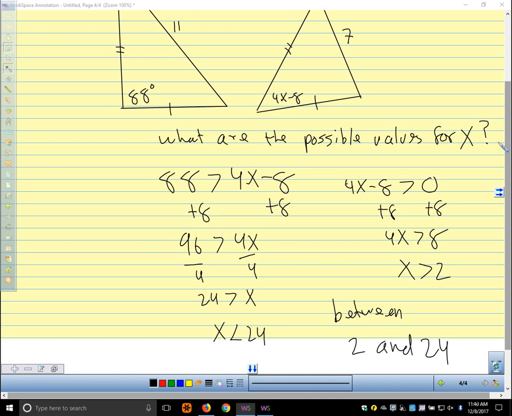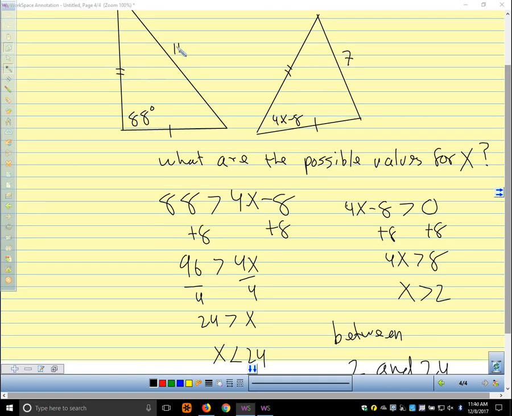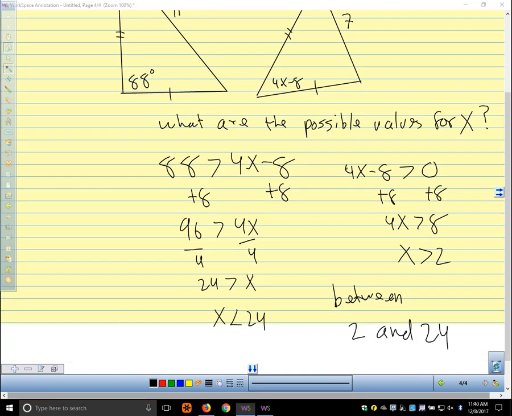If x is 2, this angle is 0. We don't have a triangle at all. If x is 24, then 4 times 24 minus 8 equals 88. And those two triangles would be congruent. Those two sides would have to be the same. So x has to be between 2 and 24 for this to work, for this side to be bigger than this side. All right, questions? Okay.